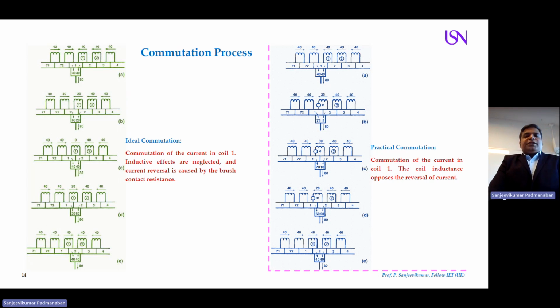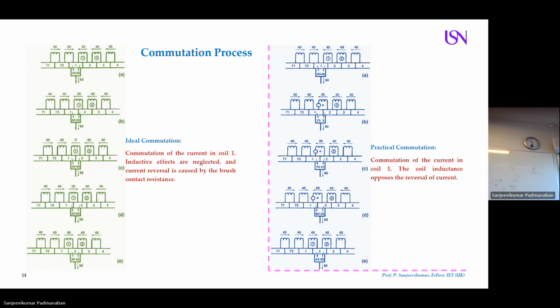Now let us see the commutation process. You know the meaning of commutation. What is the definition of commutation? The process of changing the polarity of your voltage and current is called commutation. So if I have plus and minus, I need to change it from minus to plus. That is called the commutation process, which happens in your slip ring.